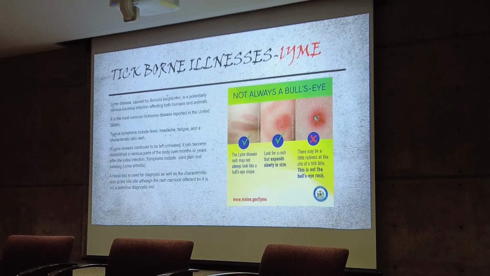Symptoms include joint pain and swelling, and Lyme arthritis, a lot of inflammation throughout the body. A blood test is used to diagnose, as well as the characteristic rash of the bite site, although the rash can look different, so it's not a definitive diagnostic tool.